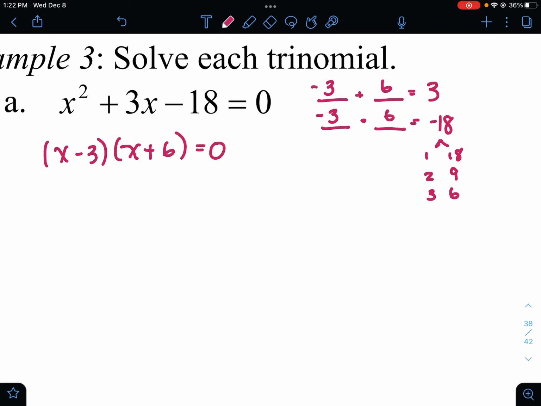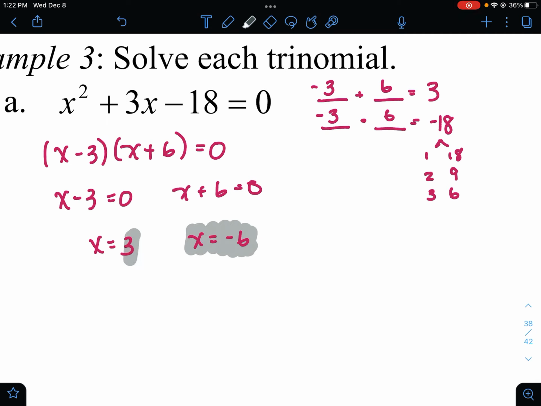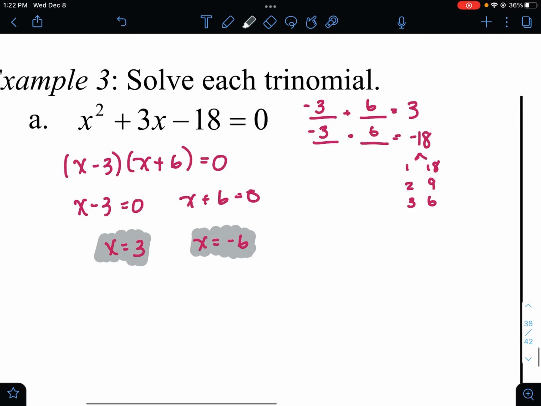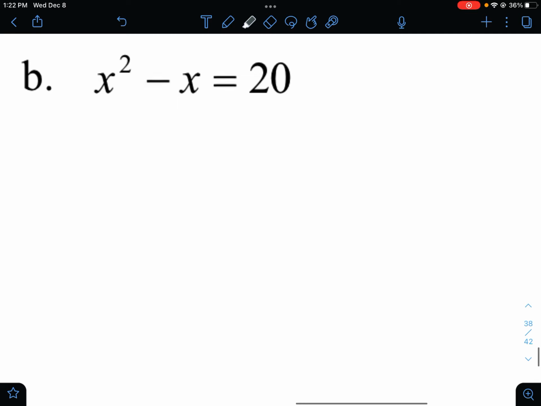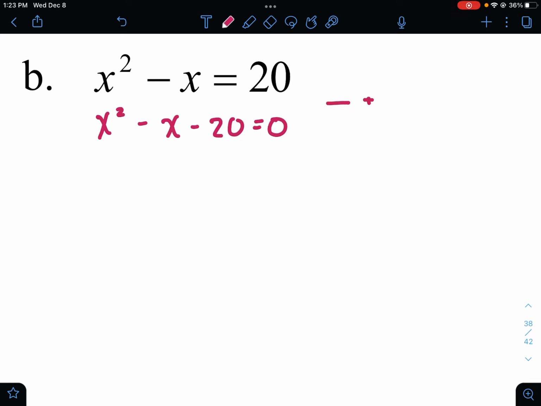Oh, and that looks like the problems we did yesterday. So that means I just set each of them equal to 0 and solve. So x is equal to 3 and x is equal to negative 6. All right, this one is not in the correct form. It's close, but it needs to be x squared minus x minus 20 equals 0. And now we can factor.